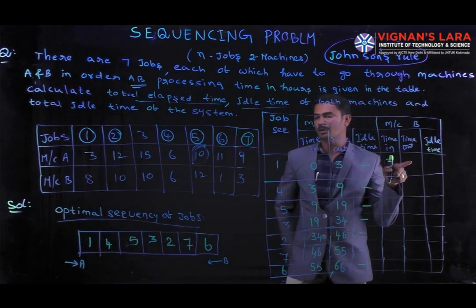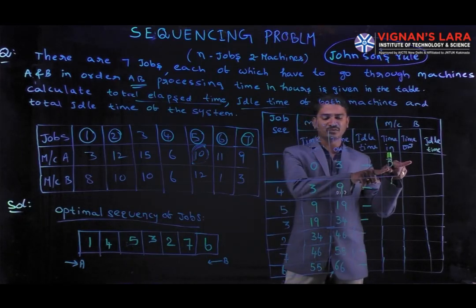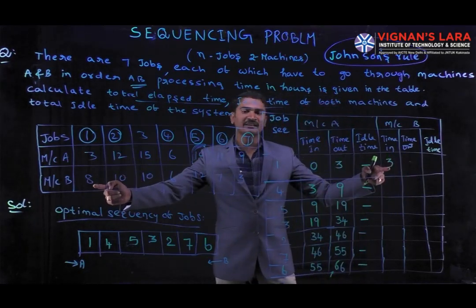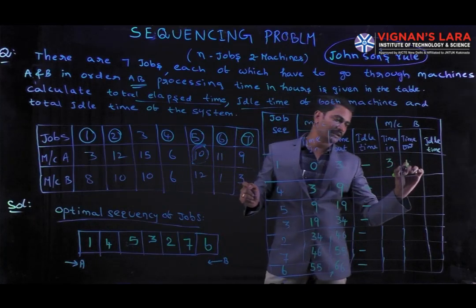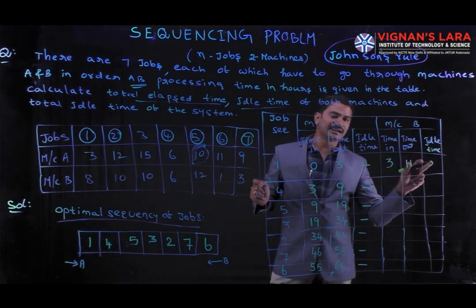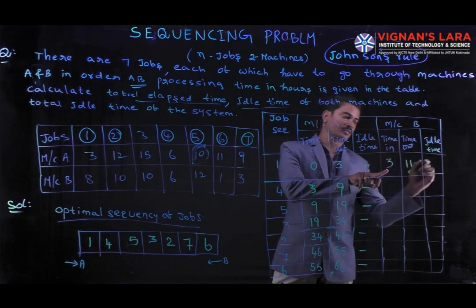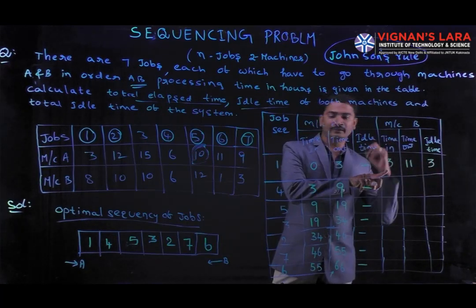And for the time out, how many hours will it take to complete job 1? 8 hours. 8 plus 3, 11 hours. At the 11th hour it will come out. Then what is the idle time? Up to the 3rd hour it was in idle position. So the idle time is 3.